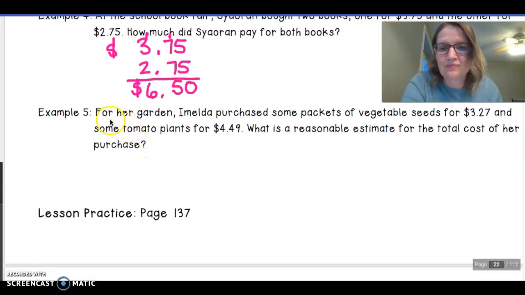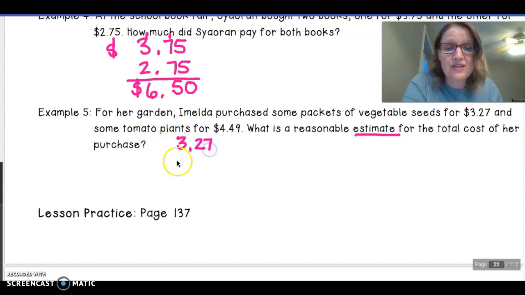And finally, for her garden, Imelda purchased some packets of vegetable seeds for $3.25 and some tomato plants for $4.49. What is a reasonable estimate for the total cost of her purchase? Now, you could go and sit in the checkout line and go $3.27 plus $4.49 and add it up.